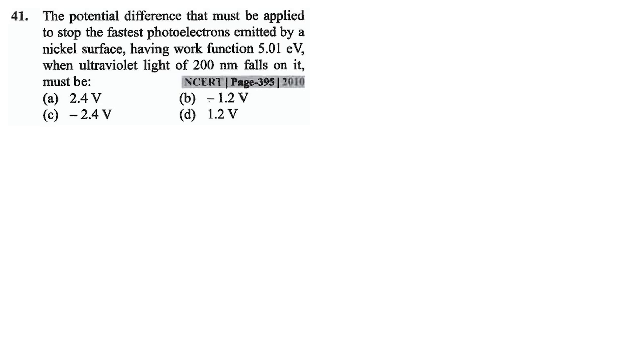The question is: the potential difference that must be applied to stop the fastest photoelectrons emitted by a nickel surface having work function 5.01 electron volt when ultraviolet light of 200 nanometer falls on it. Okay, this is the question. So the potential difference that must be applied to stop, yes, the stopping potential we have to find out.